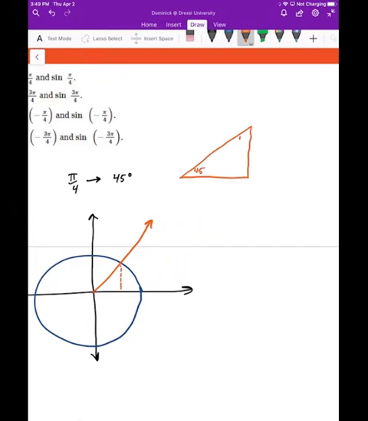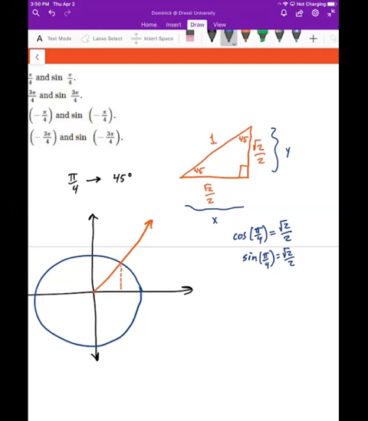We have a 45, 45, 90 triangle. So this is 1, this is square root of 2 over 2, this is square root of 2 over 2. Again, this is my x value, and this is my y value. So it looks like we get that cosine of pi over 4 is square root of 2 over 2, and so is sine of pi over 4, also square root of 2 over 2. Those are the points that correspond to this radius. We have square root of 2 over 2 for your x value, and square root of 2 over 2 for your y value because of this triangle here.